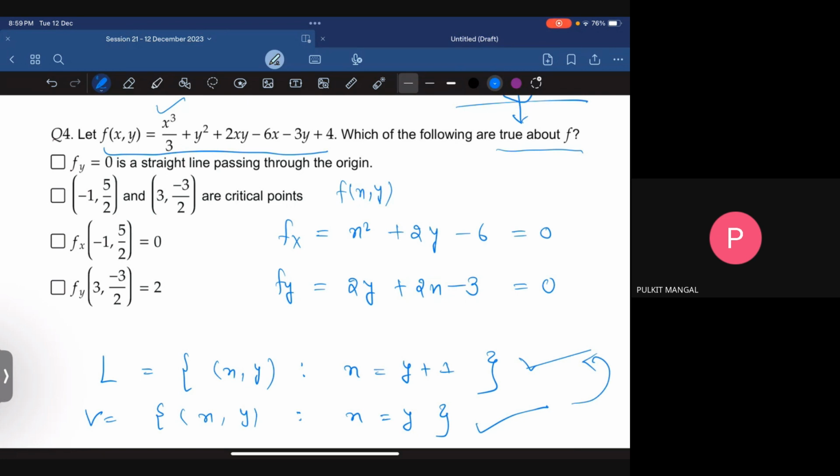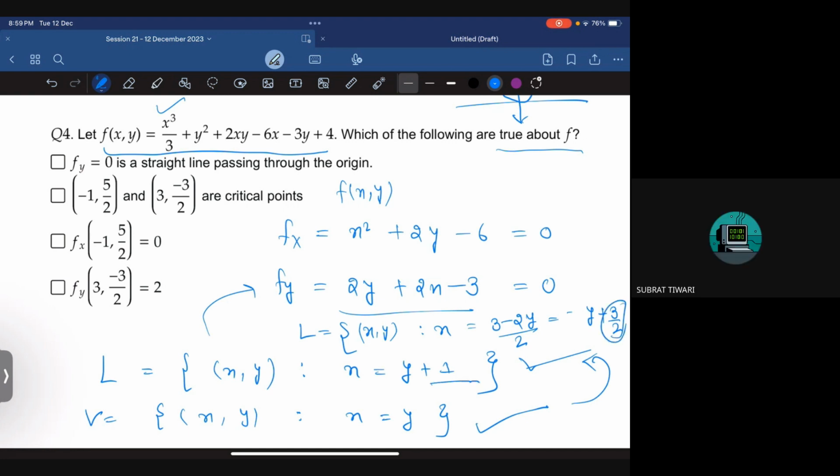We are translating. Same here also is happening. We have 2y plus 2x minus 3. So basically I can write that this is an affine plane x comma y such that x is equal to (3 minus 2y) by 2, or more simply, minus y plus 3 by 2. So that constant part is coming here, right? Just like here. Yes, sir.